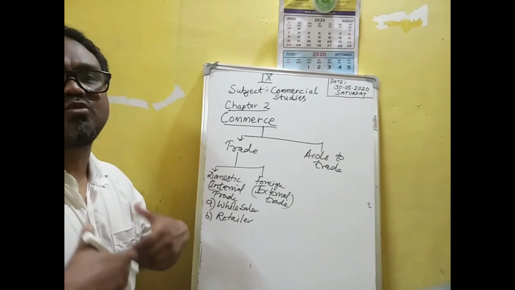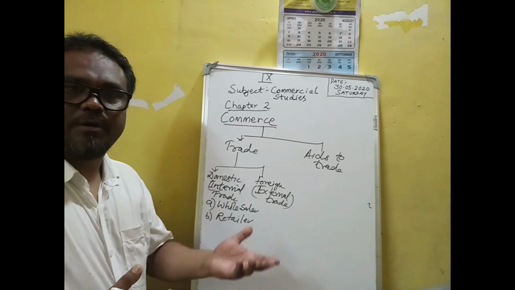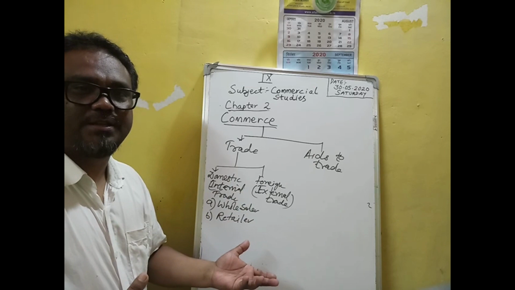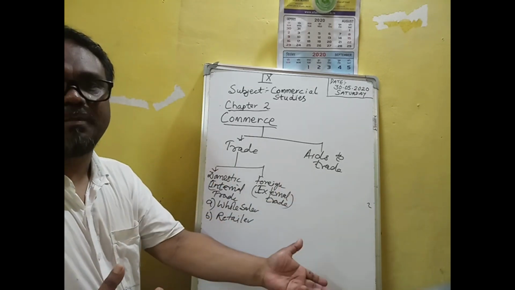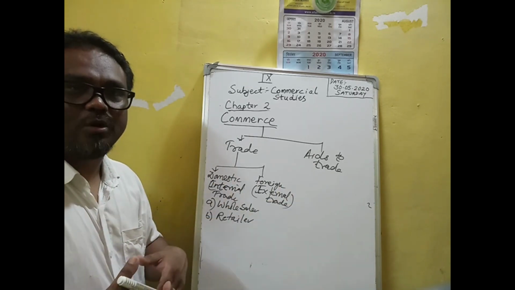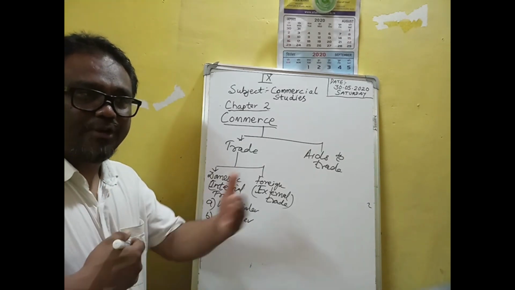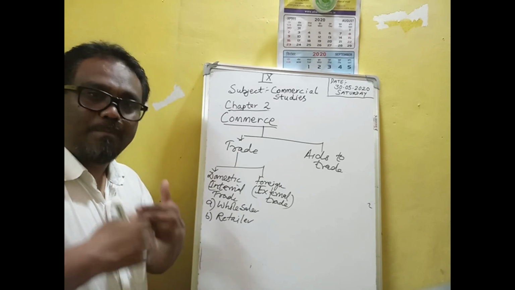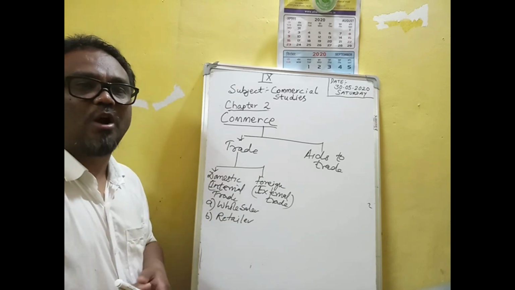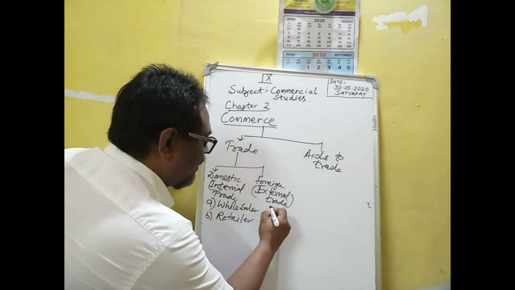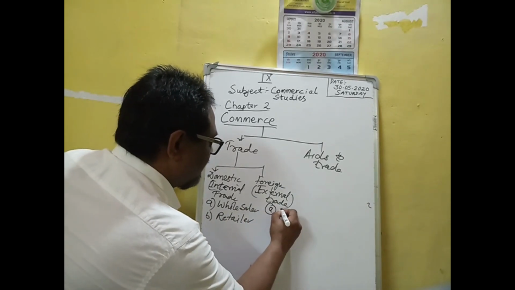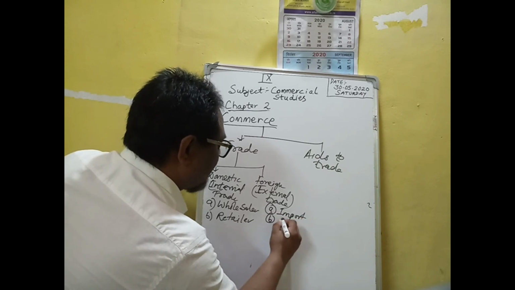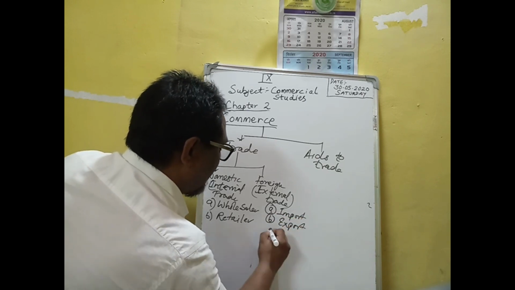India is selling goods to Pakistan. India is selling goods to Bangladesh. India is bringing goods from America. That's import. When a country brings goods from another country, buys goods from another country, that's called import. And when a country sells goods to another country, that's called export. So we have here three types of foreign trade: import, export and interport.